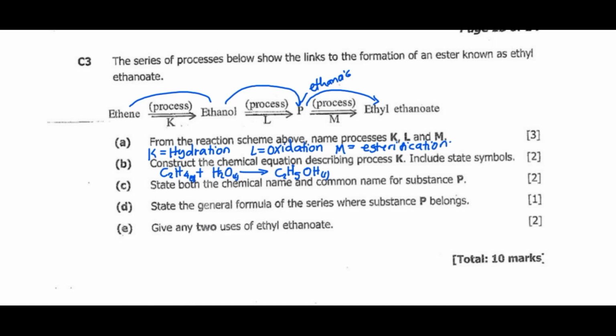State both the chemical name and the common name for substance P. The chemical name is ethanoic acid. Then what is the common name? Acetic acid. State the general formula of the series where substance P belongs. So this is CnH2n+1, then Q. Give two uses of ethyl ethanoate.